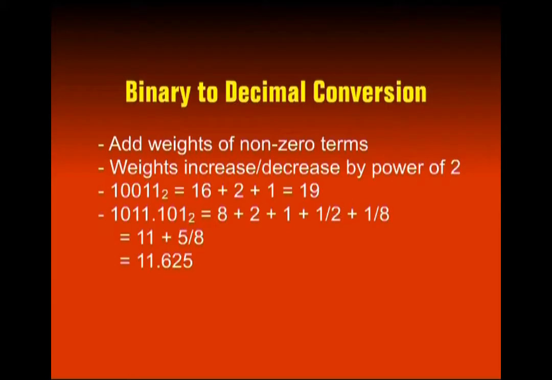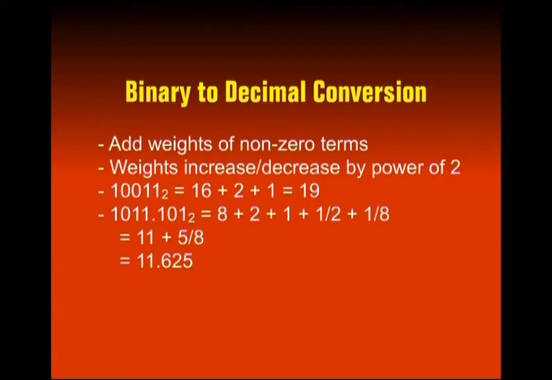Let us consider an example. The number to be converted is again 10011. In this, as we said, we only consider the weights of non-zero values. So what are the non-zero values? The most significant 1 and the least significant 2 bits both have a value of 1. So the weights are 16 for the most significant bit, and 2 and 1 for the last 2 least significant bits. If you sum up these 3 weights, the answer is 19.